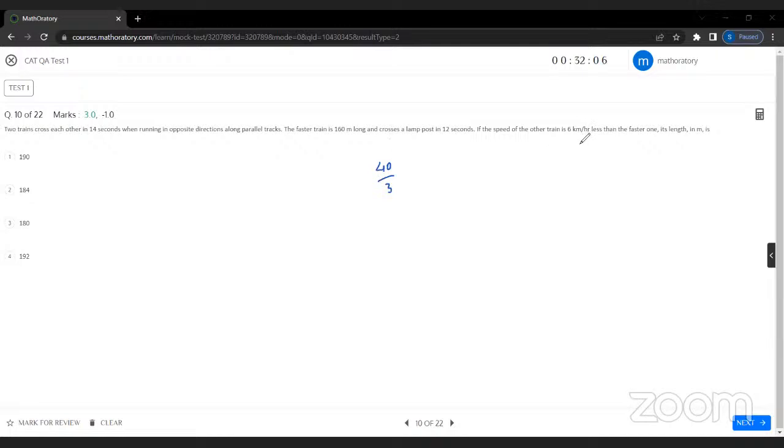6 kilometer per hour is 6 into 5 by 18, so that is 5 by 3. So the slower train's speed, minus 5 by 3, will be 35 by 3. So this is the slower train and this is the faster train. When they are crossing opposite to each other, that is 75 by 3, meaning 25 meter per second is the speed at which they cross. And they cross in 14 seconds. So 14 by 4 is 3.5 into 100, so 350. So 350 meters is being crossed, 160 meters is this one's, so the other one's will be 190.